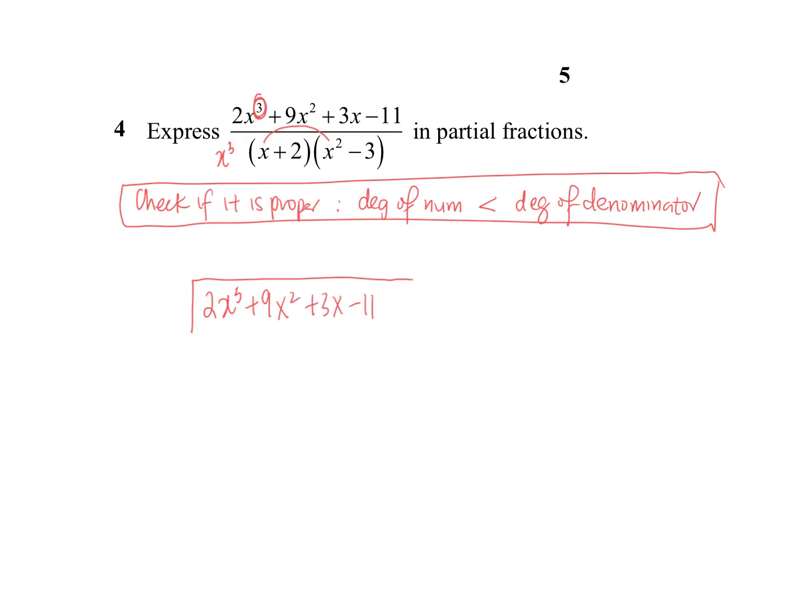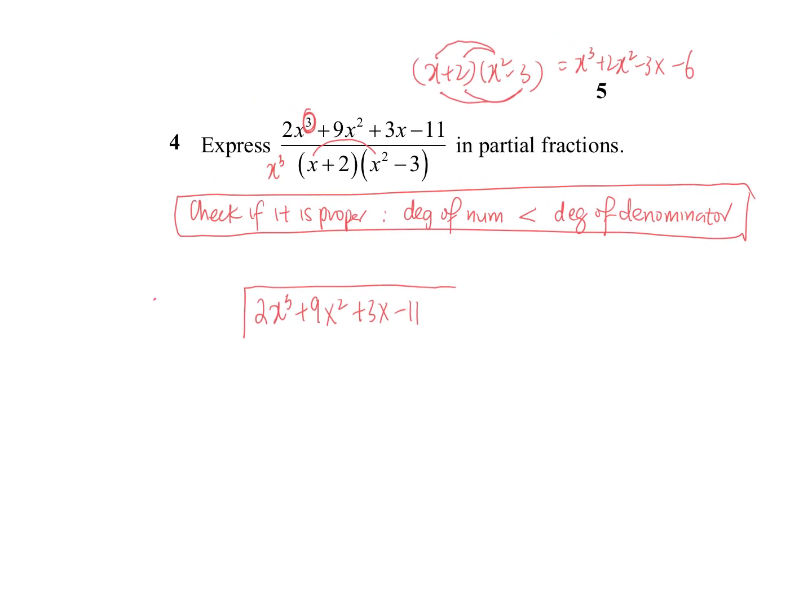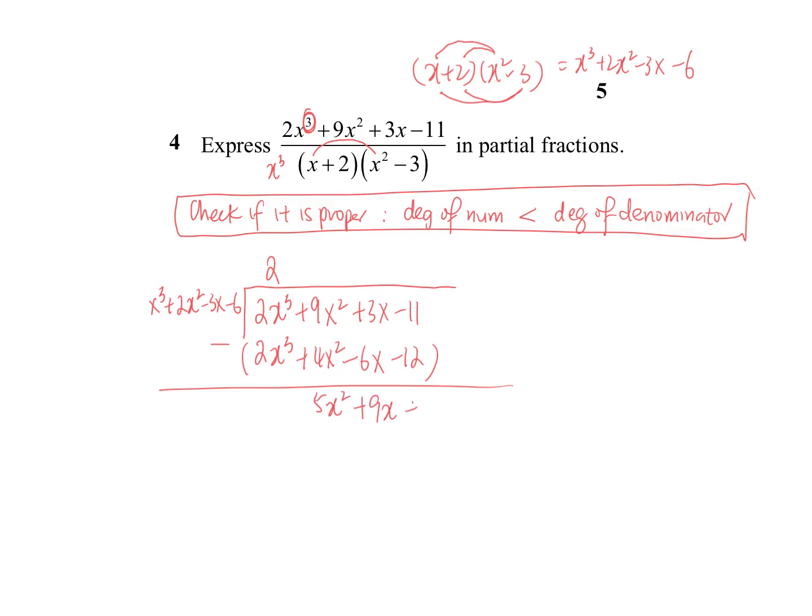So at the bottom, if you expand it out fully, which you need to do, you get x cubed, 2x squared, the other one is minus 3x, and then minus 6. So when you do long division, you need to do this so that you can simplify it fully. So put in the 2 so that you get 2x cubed, 4x squared, minus 6x and minus 12. So subtract the whole thing. You'll be left with 9, 1.